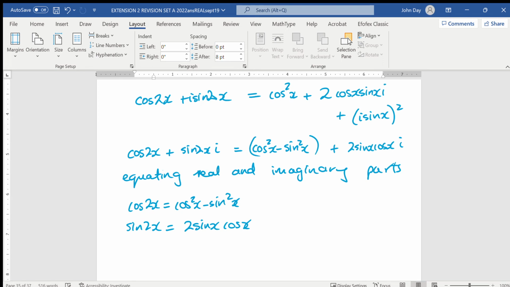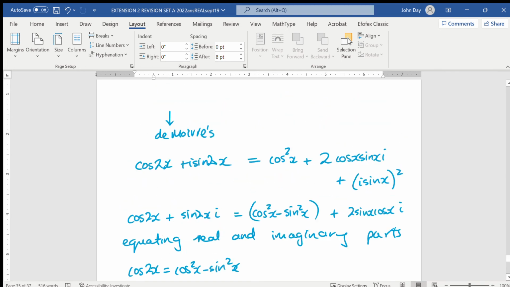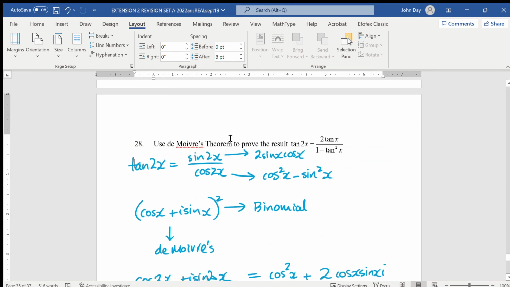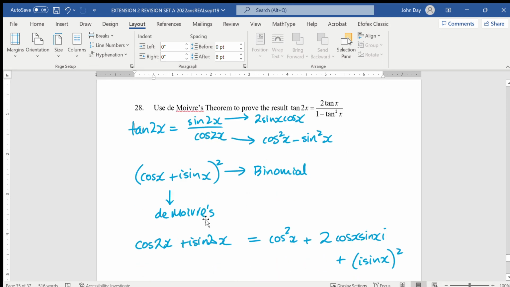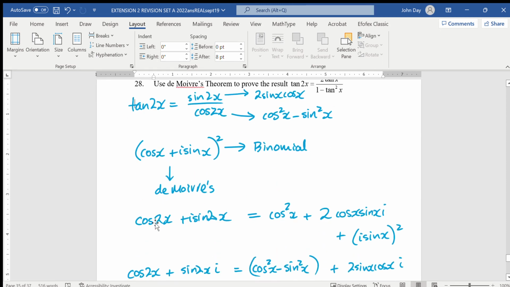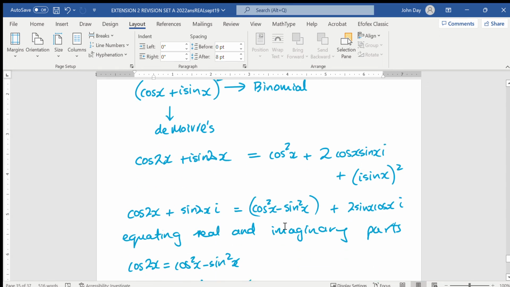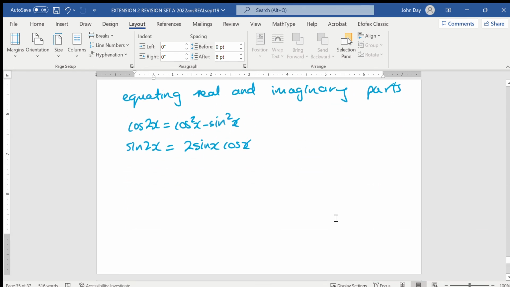All right, so the question that we're asked to deal with is use De Moivre's theorem to prove the result that tan of 2x is equal to 2 tan of x on 1 minus tan squared x. So we had to use De Moivre's theorem to prove that. So I've used De Moivre's theorem to figure out what cos 2x and sine 2x are equal to by that logic there. So I'm going to say that tan 2x is sine 2x on cos 2x.